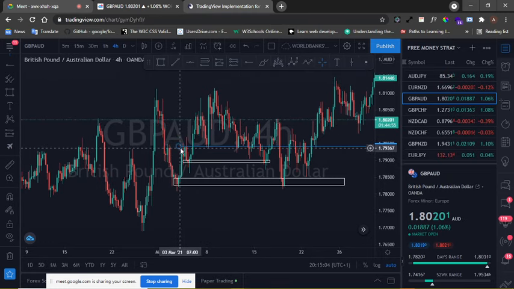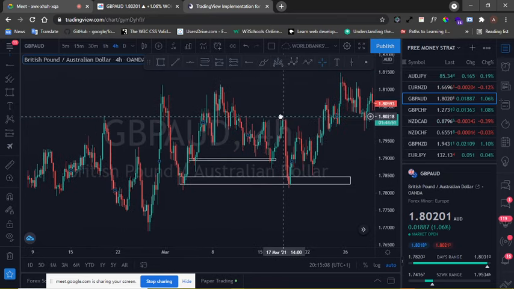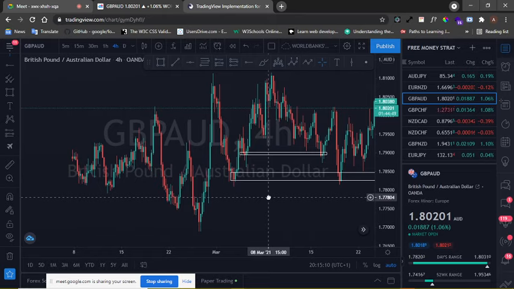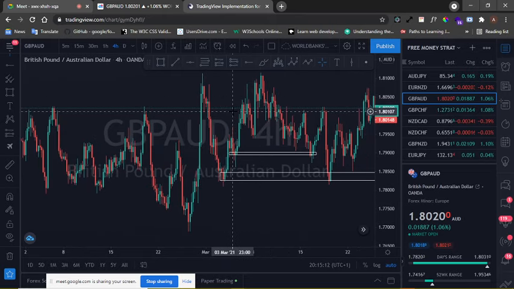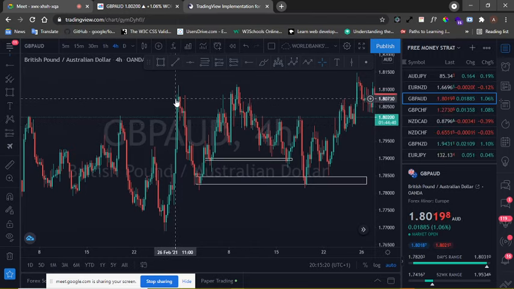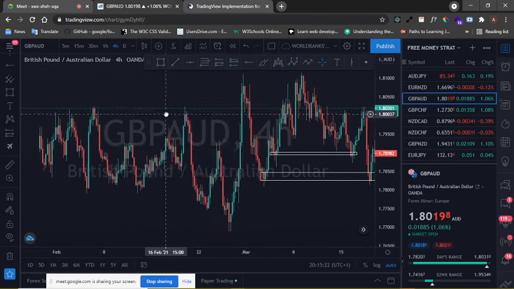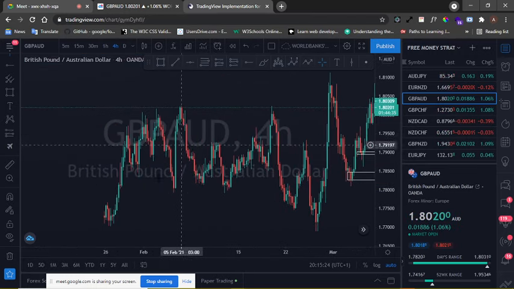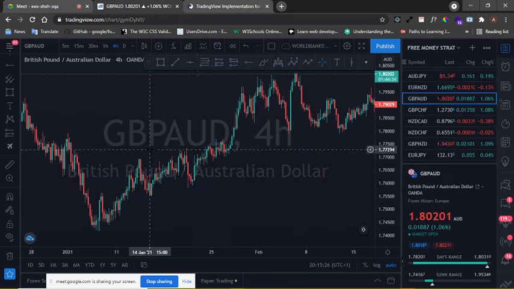Look for impulsive moves in the markets, then the last reversal candle before the impulsive move is the order block. Something like this. You can see this impulsive move to the downside, then you can say that this place is my order block. This green candle is the institutional order block. So all you need is just a break of structure.